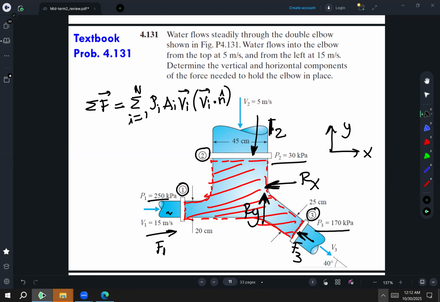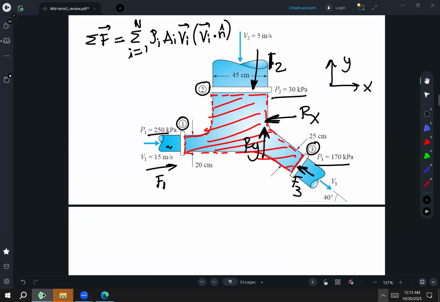If the answers are positive, the direction we have assumed is correct. Otherwise, the direction we have assumed is incorrect. But the magnitude will be the same. Only the directions need to be changed. Okay, so let's start with the momentum in the x direction. So I'm going to first do momentum in the x direction.